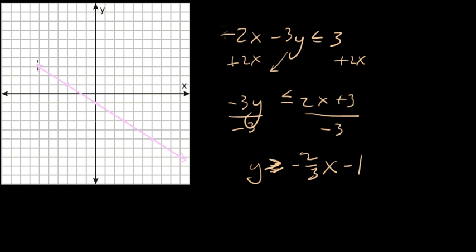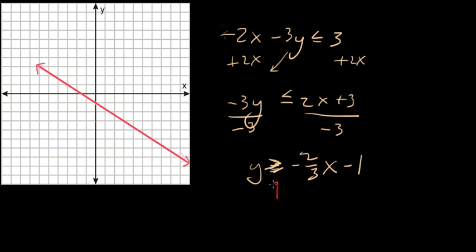And that might be a little difficult for you guys to see. So I'm going to make this a little bit bolder so you can see that a little bit better, okay? Hopefully you can see that better there. So there's my line. It goes through the y-axis at negative 1, and my slope is negative 2/3. I go down 2 and to the right 3. Okay, so there's my line, and now I just need to know if I want to shade above or below.